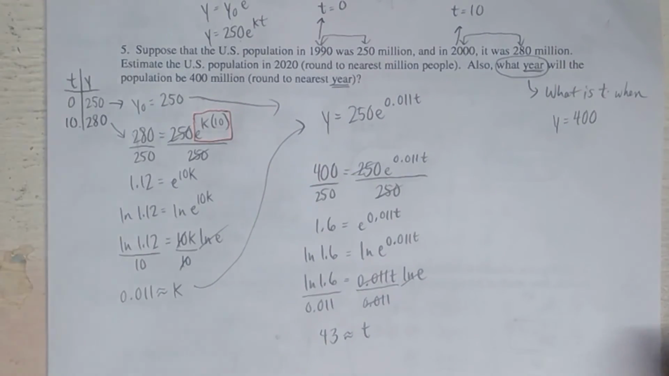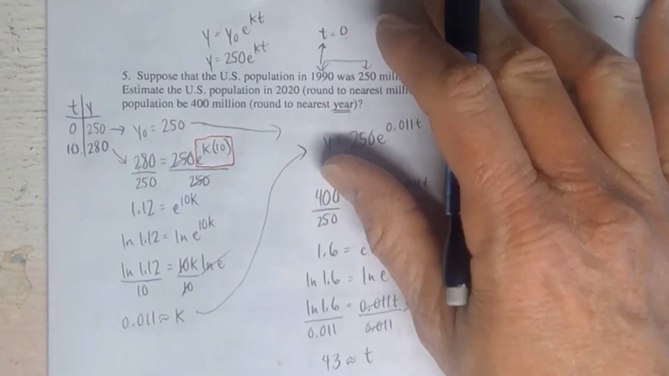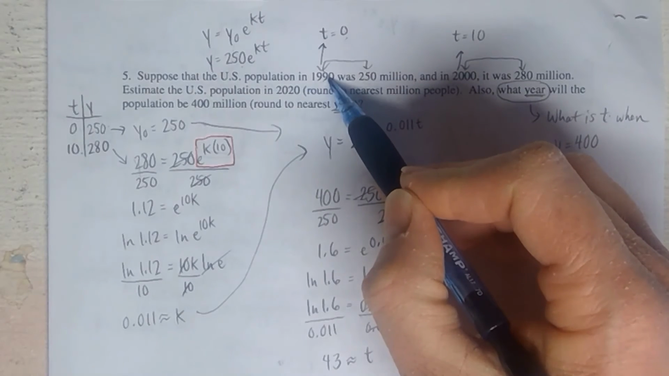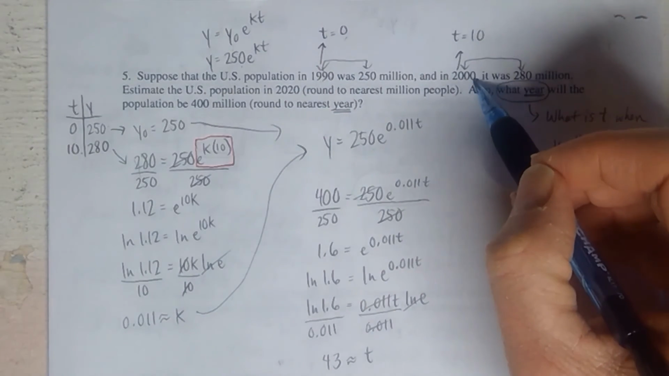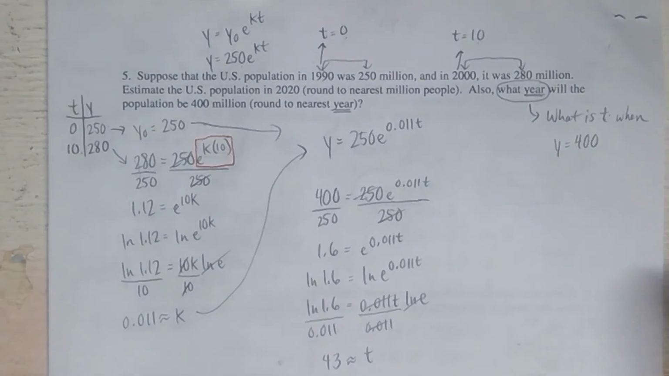Okay, now that's not your answer. It's not year 43, right? That's almost 2,000 years ago. That's not what we're talking about. No, we're talking about 43 what? Well, remember, when was time 0? Time 0 was 1990. 2000 was time 10, right? So what would time 43 be?